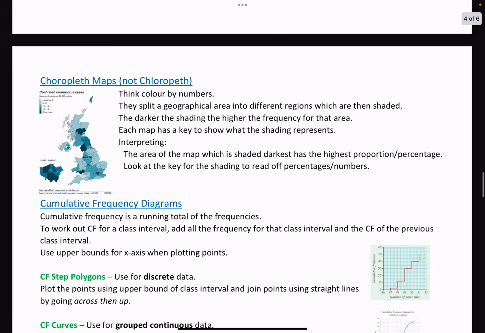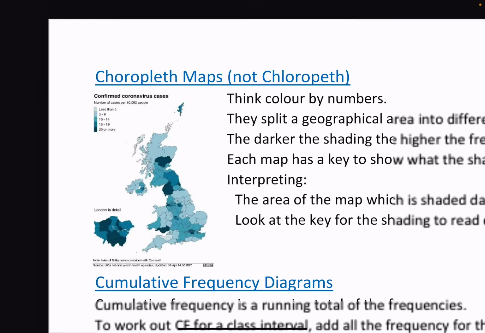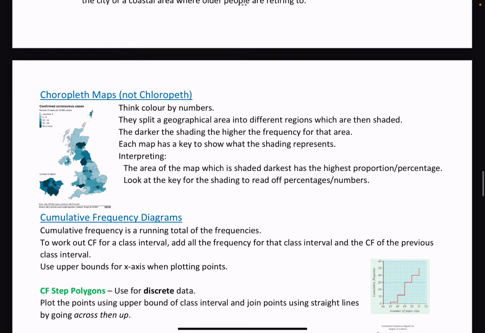Choropleth map, oh my god, I can never say this word properly. Choropleth maps, not chloropleth. See, they've even tried to correct me even though I've already failed reading the word. It's like you just look at maps and the shading: the more shaded in it is, the more it represents. I will probably have to do a video on this, but it's fairly self-explanatory, I guess.